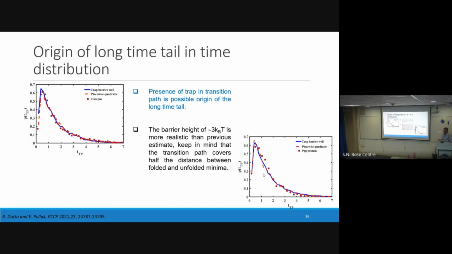However, the transition path covers, as I mentioned from the first slide, only the barriers, the nearest region of the barriers, which is almost half the distance between the folded and unfolded minima, and that's why the 3 kBT estimate is more realistic than the previous estimate of 1 kBT. And for the PrP protein, we get about 2.5 kBT, which is more realistic than the previous estimate of 0.5 kBT, where for the full potential case the barrier height is about 5 kBT.